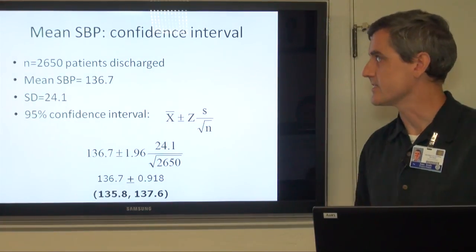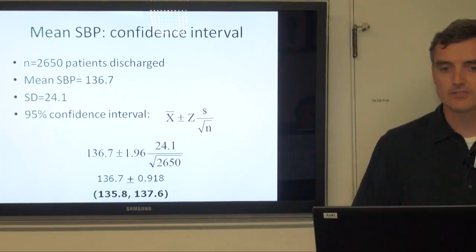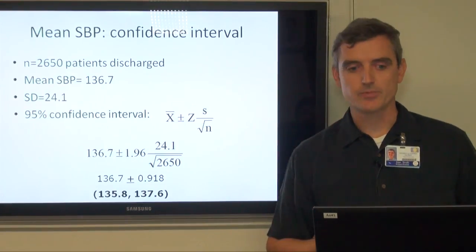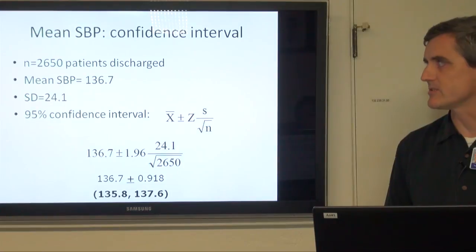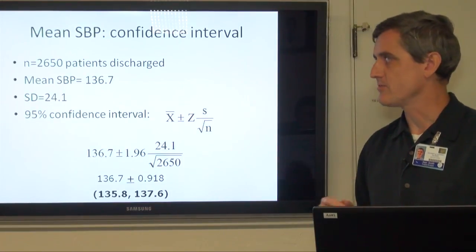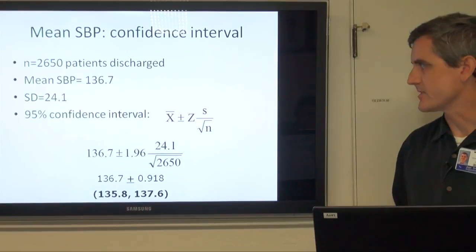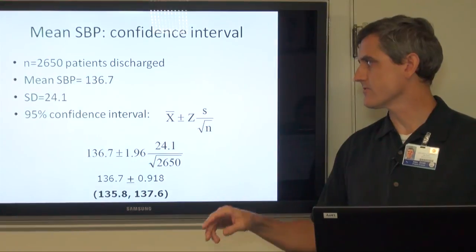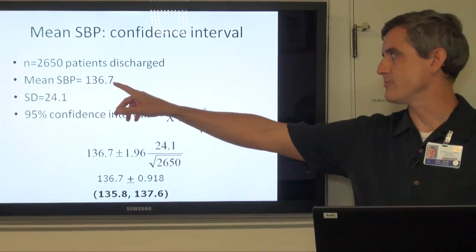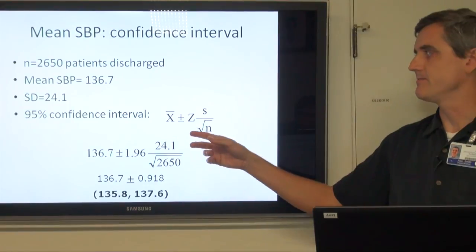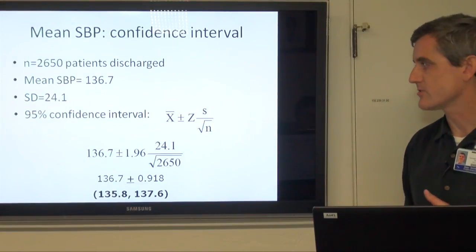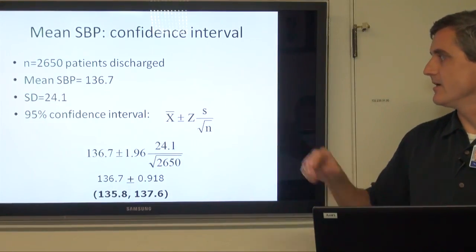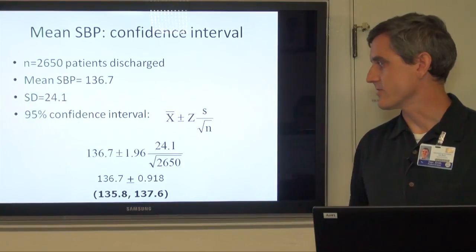So how are we going to settle that? Well, one way to go is to actually calculate that confidence interval. And the way to do that is, well, we need to know the sample size. So we had 2,650 patients discharged last year. Their mean systolic blood pressure was 136.7 with a standard deviation of 24.1. Our confidence interval is going to be our point estimate, so that's the sample mean here, plus or minus the z. This is big enough that we can use the z distribution, and that's going to be 1.96 times the standard error of the mean. So that's just the standard deviation divided by the square root of the sample size.